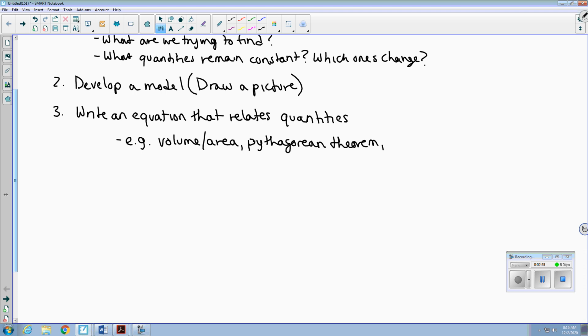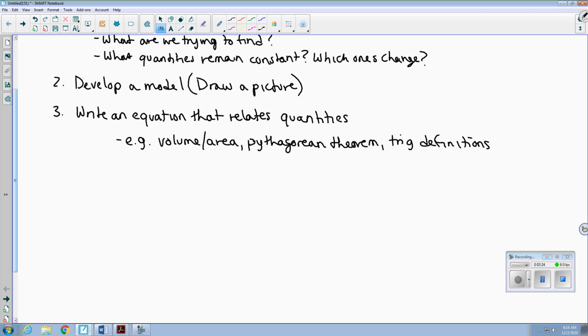Maybe we're dealing with angles and sides of a right triangle, so we might want to utilize trig functions. So trig definitions. Remember, trig definitions are an equation themselves. When I say sine of theta equals the opposite over the hypotenuse, that's actually an equation, so we can use that. So things like that, that's what equations you're going to look to set up.